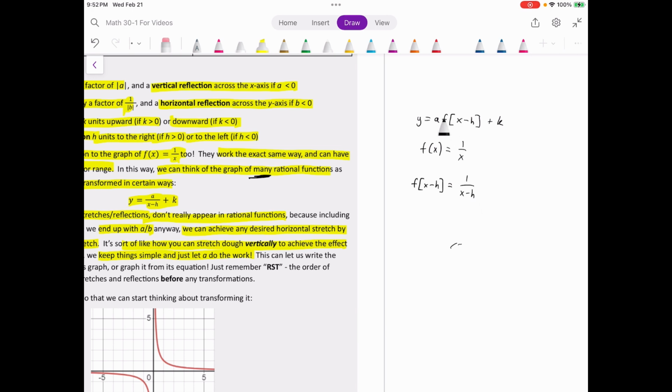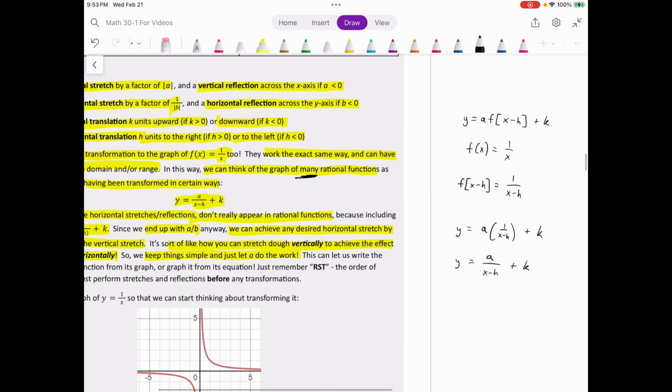Well, then it says to multiply it by a and add k to get the transformed equation. So I'm going to take that, I'm going to multiply it by a. We can simplify this in a second. And then I'm going to add k. And then a times 1, right? You can think of this as a over 1. So a times 1 is just a over x minus h plus k. And that's where this comes from, right? This is not on your formula sheet, but it doesn't really need to be because this is, right?